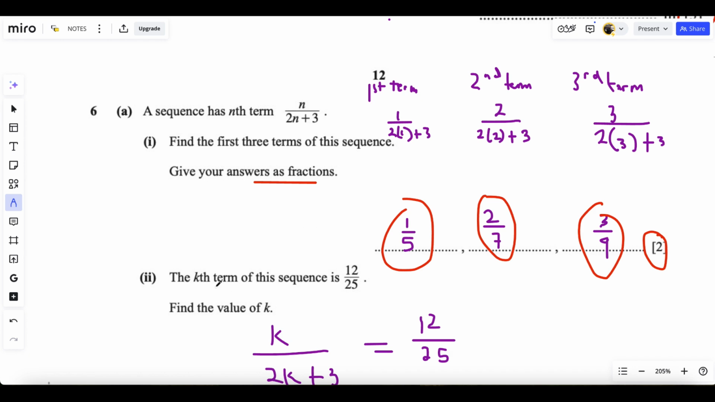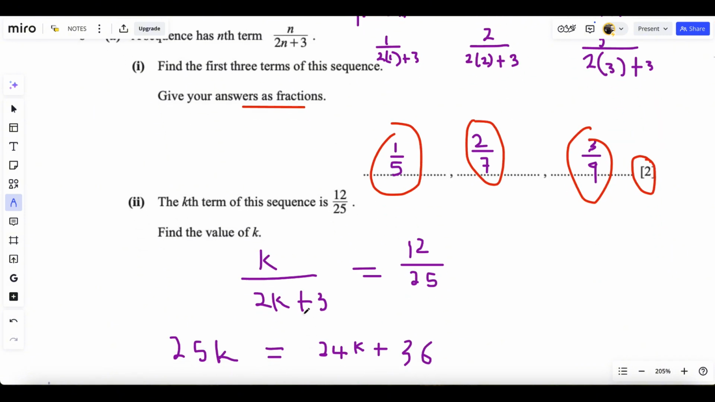Now let's go to 6a, Roman figure 2. It says the sixth term of the sequence is 12 over 25. Find the value of k. Where you have n, you put k there, because they ask us to find the value of k. You say k over 2k plus 3, equal to the k-th term, which is this value. So you equate it to 12 over 25. Once you slot k into the formula, you equate it to the value they've given you.